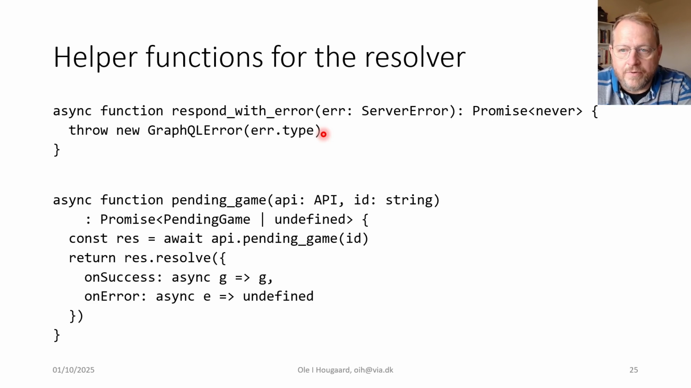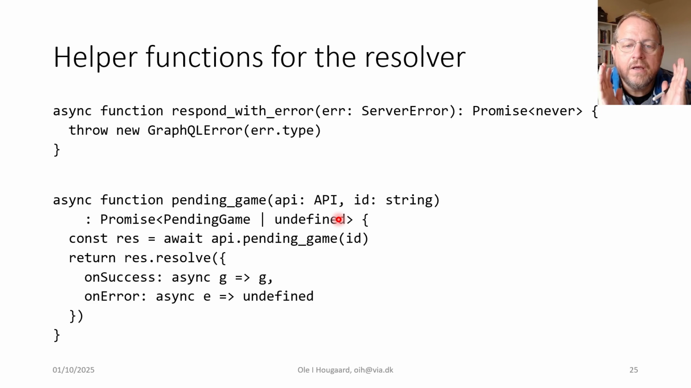So that's one way of responding to something that's other than okay. And then we have the other one, the pending game, that I'm going to call in a while. It's an asynchronous function, so it returns a promise. Of course it does. It's pending game or undefined, and you might remember that in the pending game the return type did not have an exclamation point.